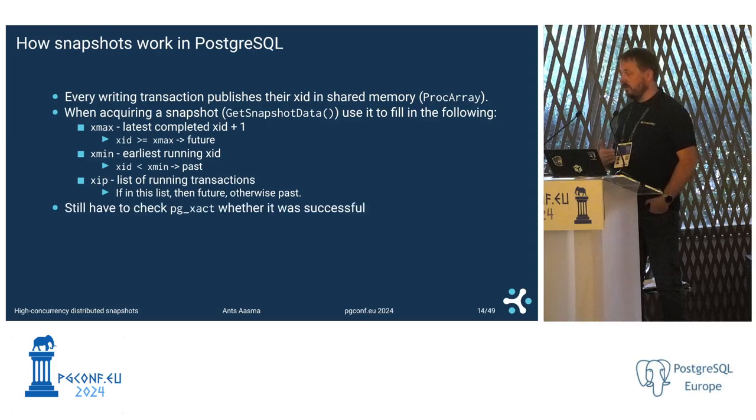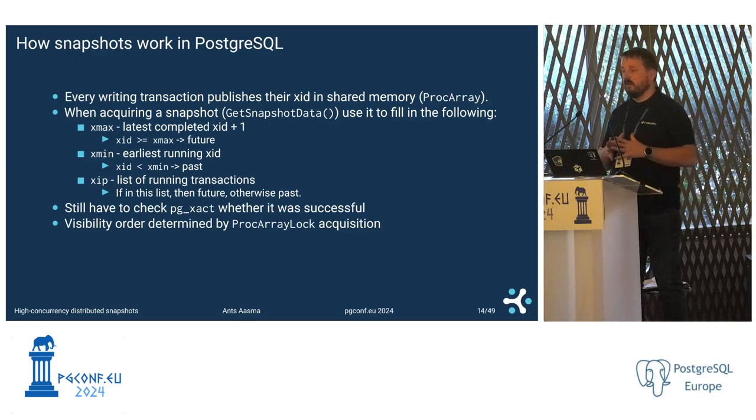But we still have to figure out, did it commit or did it roll back? If it failed, it will have a 0 bit in pg_xact. If it committed, it will have a 1 bit in pg_xact. So we check the xact SLRU to see, did we finish? And effectively, this means that the visibility order of our transactions is determined by the order that we update this proc array shared memory data structure, where we remove our XID as the running transaction. After we remove this, all the snapshots that are taken after this will see us as completed.